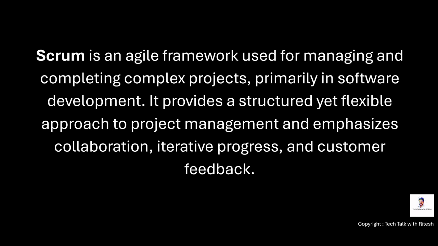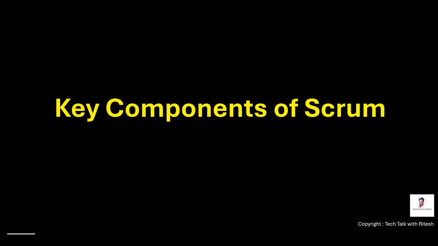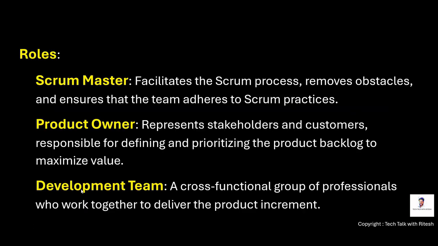Sprint is of 1 or 2 weeks, right? So it is easy to adapt to new requirements if there are changes coming. So we can have show and tell sessions with the client to understand the feedback of the client, etc. Right? Now let's see the key components of Scrum. So first one is roles of the team members. We have Scrum Master, Product Owner, and Development Team. These are the main roles.